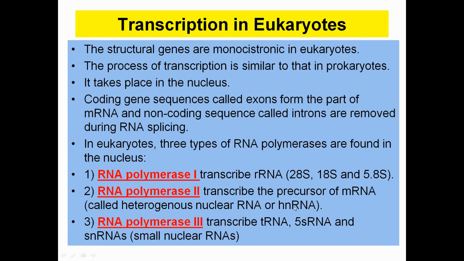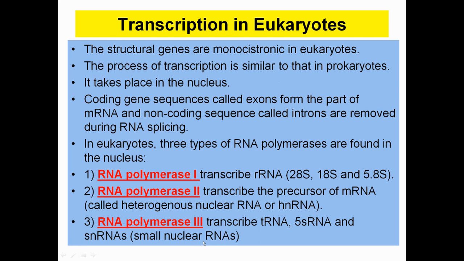You need to remember the full form of hnRNA. It has been asked in the year 2013, I remember. There they just asked for the expansion of hnRNA, that is heterogeneous nuclear RNA. And the third type of RNA polymerase is responsible for the transcription of tRNA, 5S RNA, and snRNA. snRNA are referred to as small nuclear RNA.